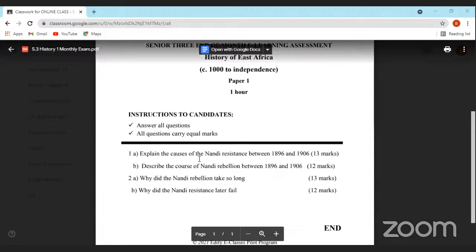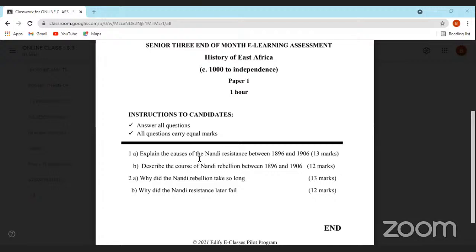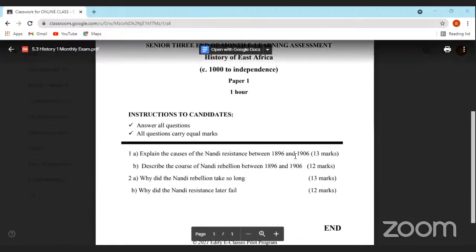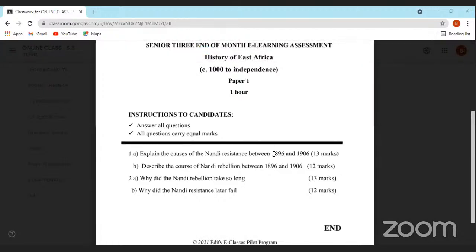Our question number 1 was: explain the causes of the Nandi resistance between 1896 and 1900. When you look at the year 1896, it was a typing error. It was 1895. The difference is just slight. So we are saying explain the causes of the Nandi resistance 1895 to 1906. Most of us attempted this number, and many of us were getting 12 out of 13. Others were getting 11 out of 13. Some people could not get 13 out of 13. Why? Because some of you were not introducing. When you don't introduce, even if you've given 20 points and they're all right, we deduct that 1 mark of not introducing. That is why most of you were not getting 13 out of 13.